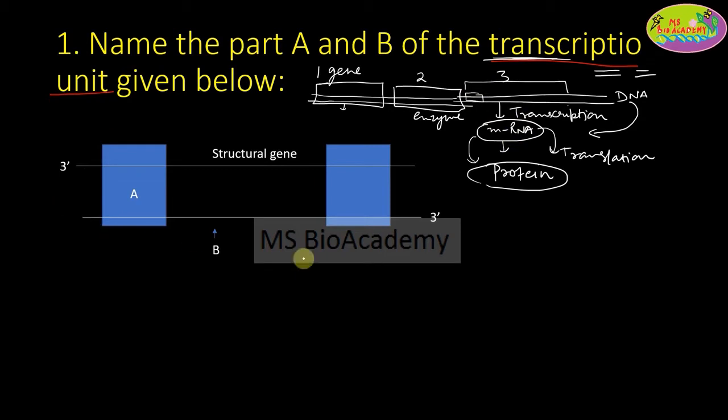So the picture given to us is basically the DNA. This is one strand of the DNA and this is the second strand, and we know that both strands run in the anti-parallel direction. One end is given as 3', which means the other end will be 5'. So these are anti-parallel strands.